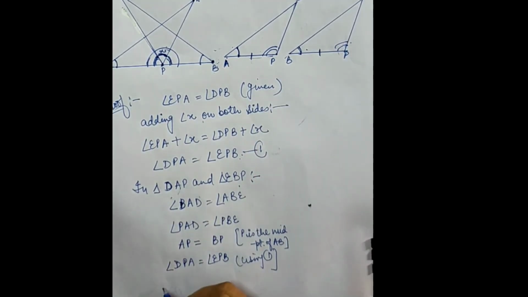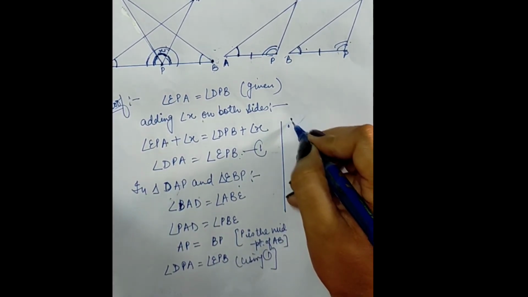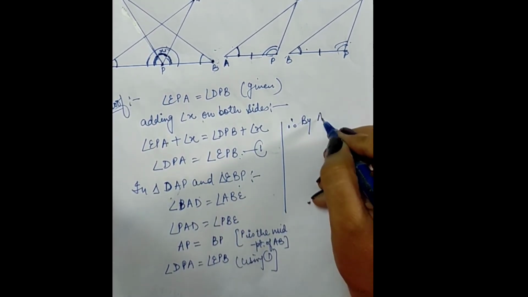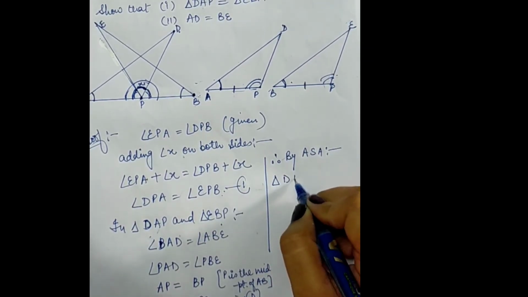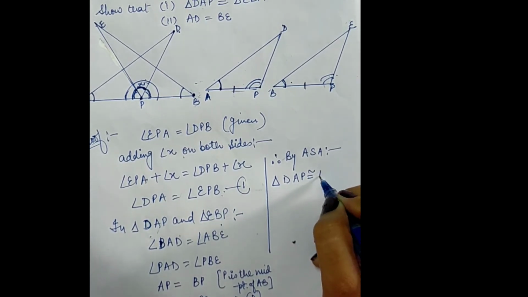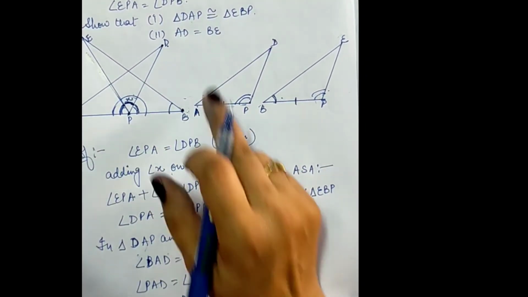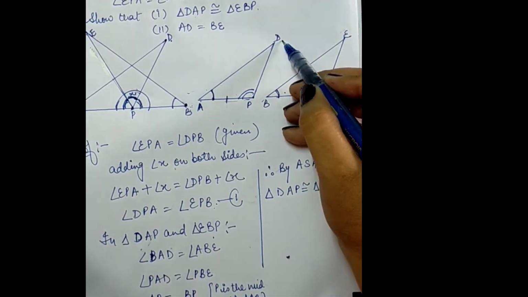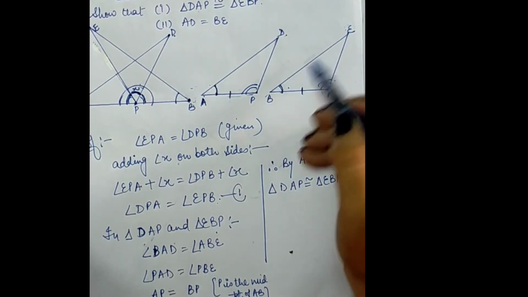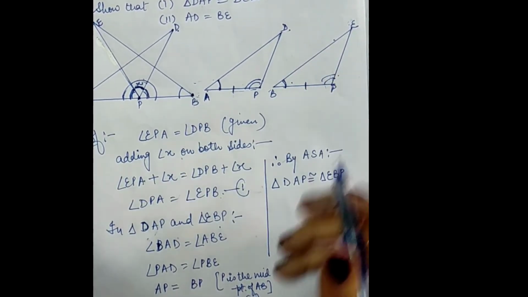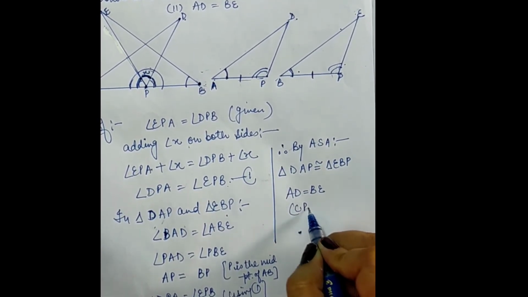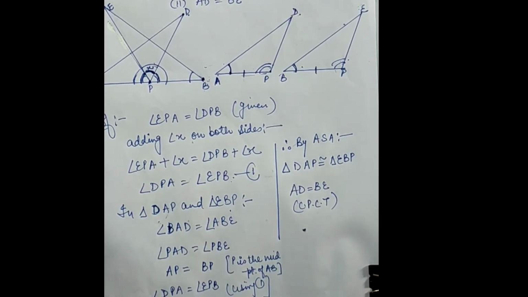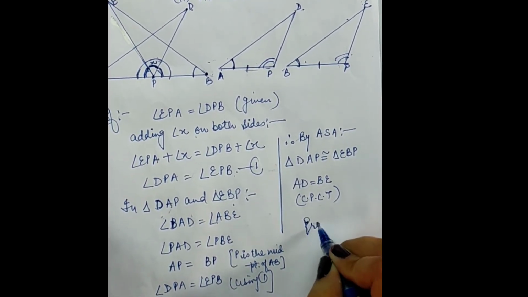So therefore by angle, side, angle, triangle DAP is congruent to triangle EBP. So the first part is done. Then is AD equal to BE. AD is the corresponding part of this triangle with BE of this triangle. So AD equals BE by CPCT. CPCT means corresponding parts of congruent triangles, and hence this is proved.